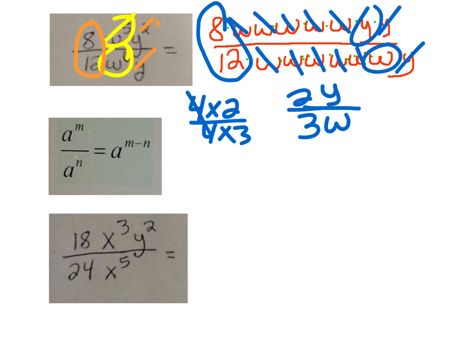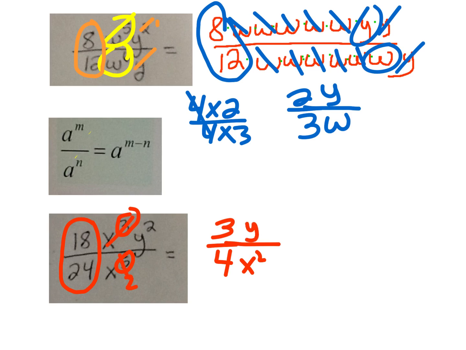Okay, looking at this next problem, if I simplify the fraction here, 6 can go into both of them, so then I would have 3 over 4 so far. And then let's see, I have 3 x's on the top, 5 x's on the bottom, so let's subtract them. How many would be left? 2, but they'd still be on the bottom because I have more on the bottom. And then I have just y's on top, so it'd be y squared.